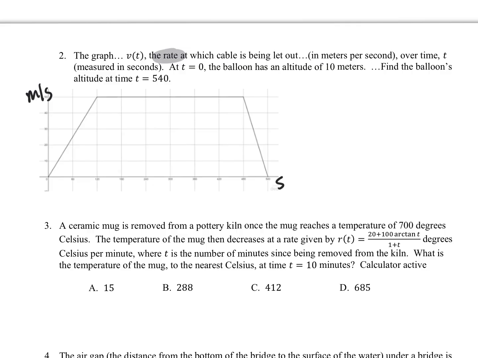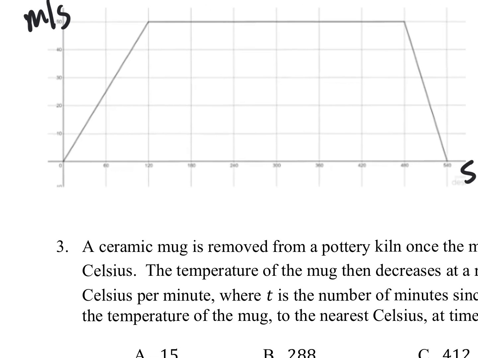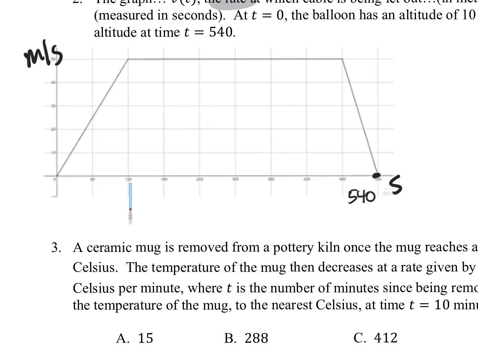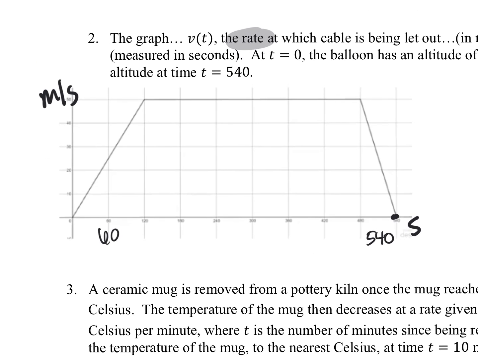Over time, seconds. At time t equals 0, the balloon has an altitude of 10 meters. Find the balloon's altitude at time t equals 540. Well, you guys aren't going to be able to see that, but I'm going to let you know that 540 is right here. It looks like these are going up by 60s: 6, 12, 18, 24, 30, 36, 42, 48, 54. Then these are going up by 10s: 10, 20, 30.